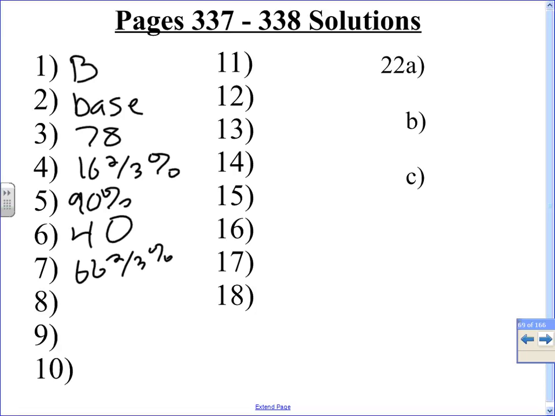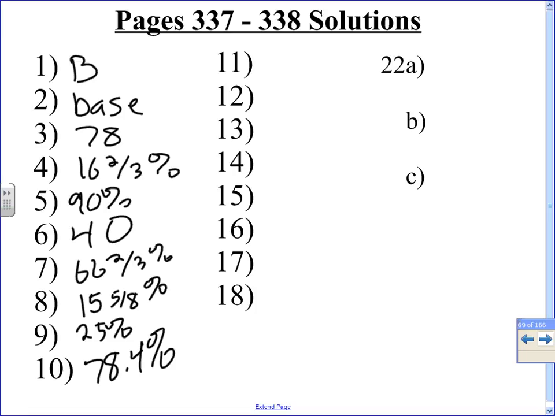All right, Charles, number 8. Good, or 15 5/8%, either way. Number 9, Emma H. Perfect. Donatus, number 10. No. You might just not be able to read your writing, I'm guessing. Alyssa? Good, 78.4%. Matt, number 11. Good. Number 12, Justin. Perfect. Doug, 13.